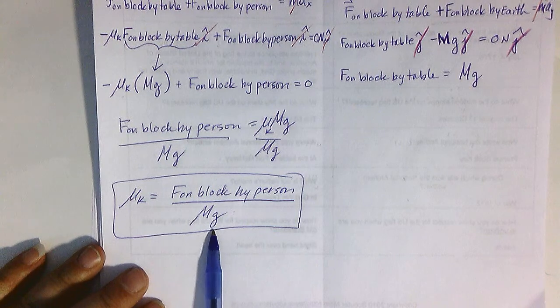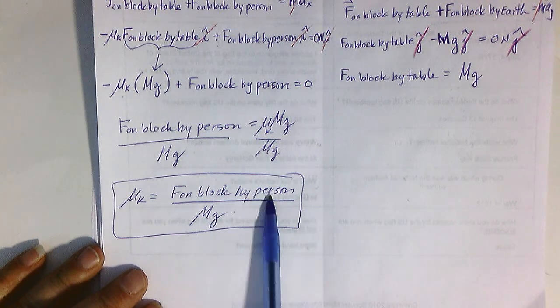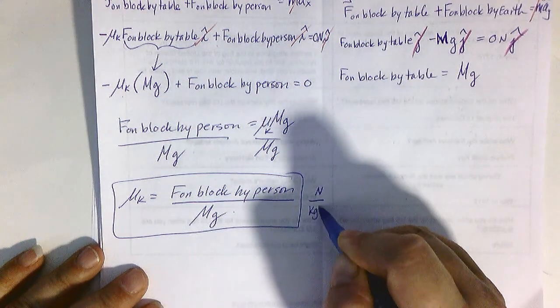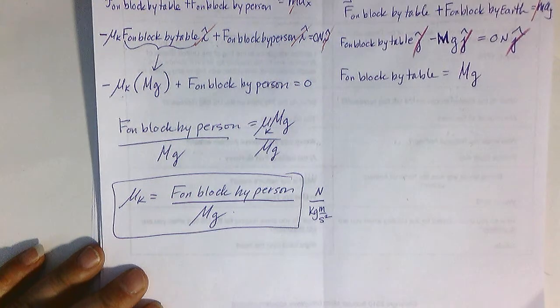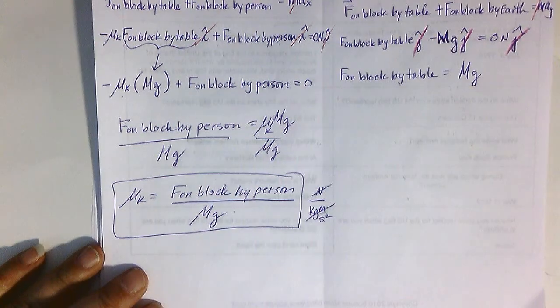Notice no vector signs, and that's because the coefficient of friction doesn't have a direction. It's a scalar number. Now here's another thing. What are the units for the coefficient of friction? Okay, here we have a Newton, and we're dividing that by a kilogram meter per second squared. What's the definition of a Newton? It's a kilogram meter per second squared. So what happens? The units cancel out. Mu sub k, the coefficient of friction, is a coefficient. It should not have any units.